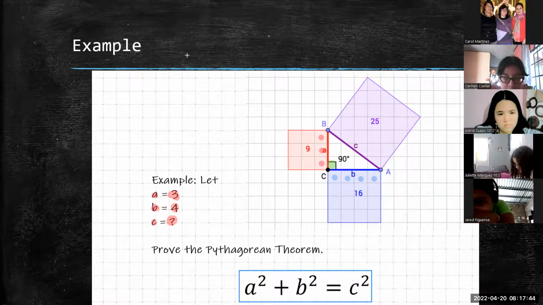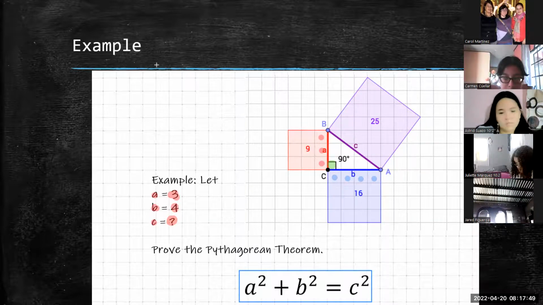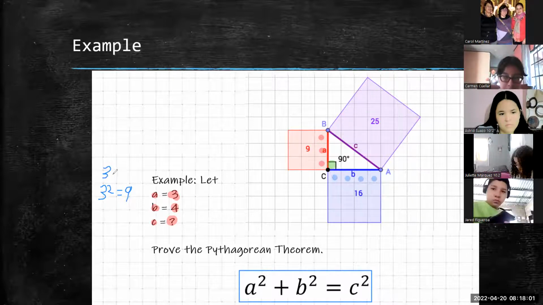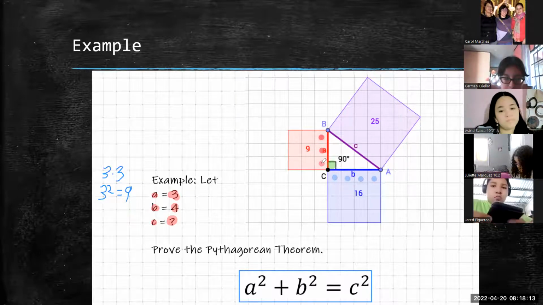The square of a number is actually a square. For example, 3 squared is going to be equal to 9, or 3 times 3. In other words, the square of a number is a square. Take a look over here in A. 3 squared is equal to 3 times 3, which is 9.